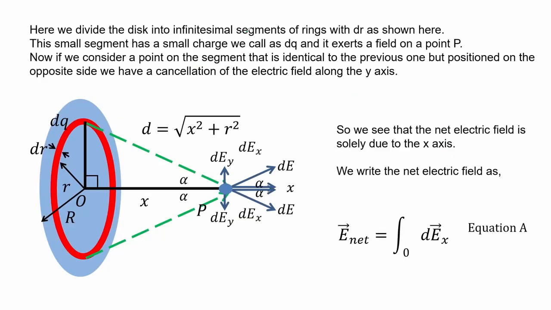Here we divide the disk into infinitesimal segments of rings with thickness dr as shown here. This small segment has a small charge we call dq, and it exerts a field on point P. Now if we consider a point on the segment that is identical to the previous one but positioned on the opposite side, we have a cancellation of the electric field along the y-axis. So we see that the net electric field is solely due to the x-axis. We write the net electric field as equation A.